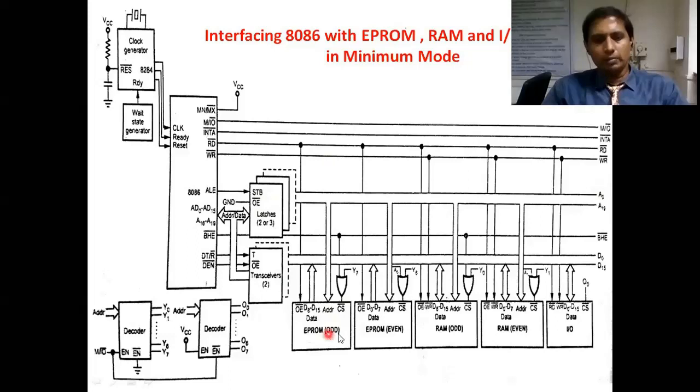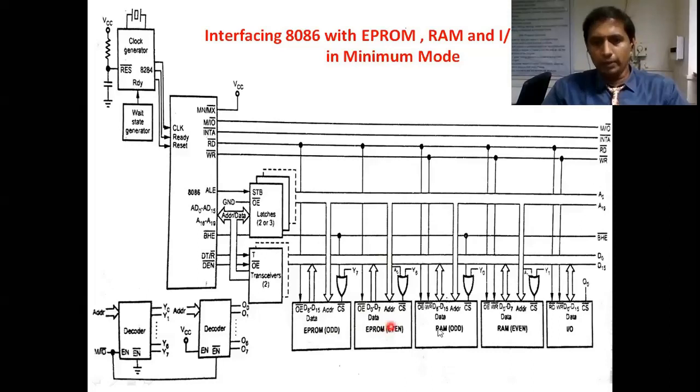So in the odd bank, what happens? All odd addresses are present. Nothing but 00001, then 00003, then 00005. Like that, the last address is FFFFF. Then the EEPROM even bank: in that, all even addresses are present, like 00000H, then 00002H, then 00004H, then 00006H. Like that, the last one is FFFFE. Nothing but E is the even address, the last address. Like that, the total memory is divided in the form of even addresses and odd addresses.